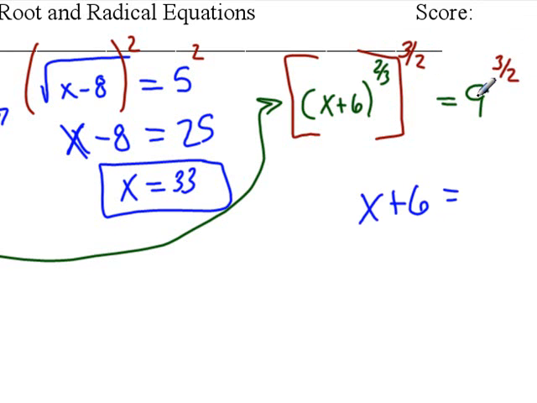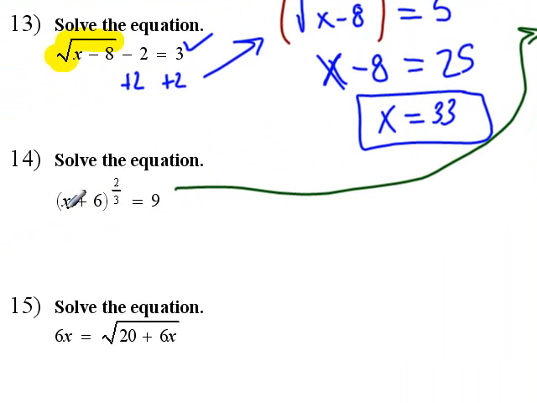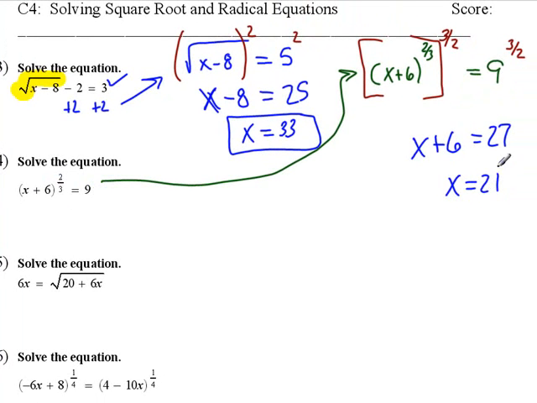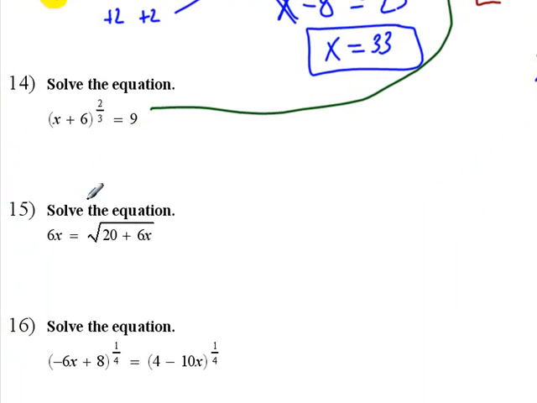Take the square root of the 9, I get 3. 3 cubed is 27. If I subtract the 6 from both sides, I get 21. Let's check that. 21 plus 6 is 27 to the 2/3. The cube root of 27 is 3, squared is 9. That checks. This has to be right. It can't be wrong. Actually, number 15, we're going to need some space, so let's do it last and go do number 16.